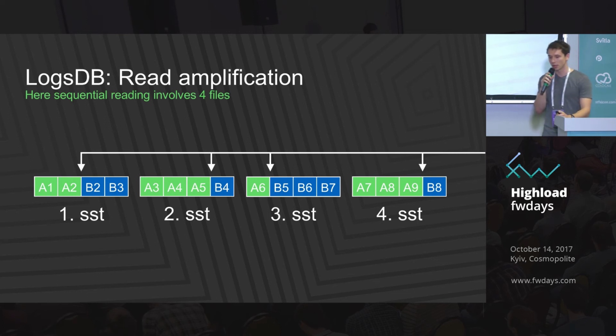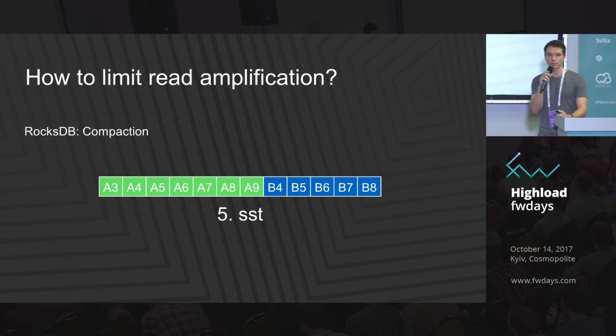Sometimes we say, okay, we have too many of these small files. We don't want to keep these iterators. Let's actually merge them into one big file. In LogDB, we solve it differently because compaction is actually a really heavy operation. If you try to compact thousands of files into one huge file, it can be pretty heavy on a disk.